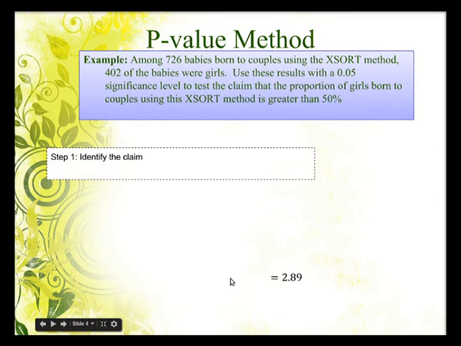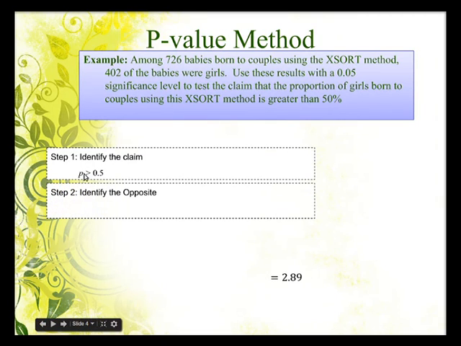Let's start out identifying the claim and write it in terms of mathematical symbols. The claim in this case is that the proportion of girls born to couples using this method is greater than 50%. So we'll use p is greater than 0.5 for our claim. Step 2 then is to identify the opposite. If our claim was greater than, the opposite of that is less than or equal to. So we would say p is less than or equal to 0.5.